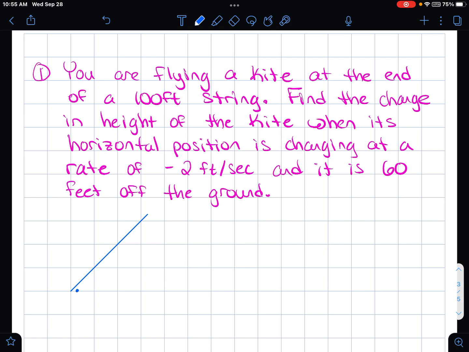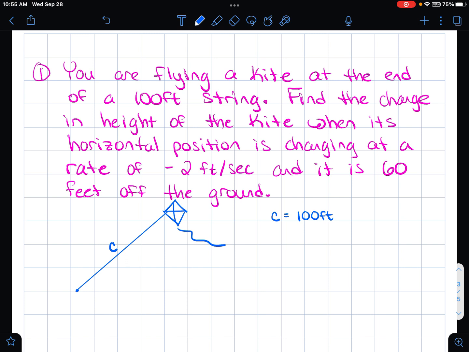Well, that was horrible. Thank you, Notability. All right, here we go. 100-foot string, there's a kite that's flying in the air. Let's just call the string C. I don't want to use S for string because it just looks like a 5. The string is 100 feet long.